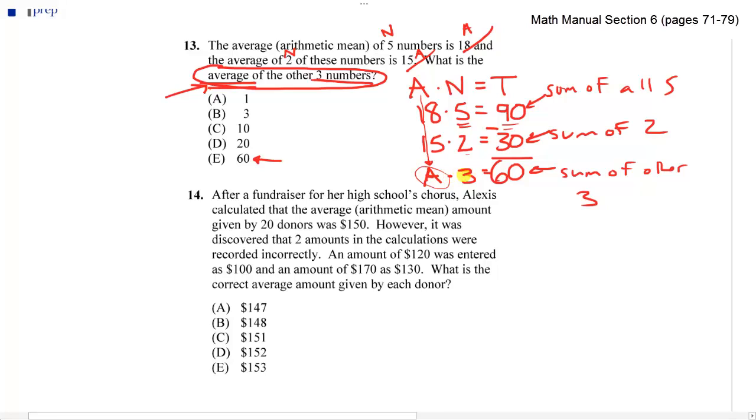I have 3 numbers that make up this sum or this total of 60. So what I'm left with is basically this. 3A equals 60. I divide by 3, divide by 3. I get that A equals 20. That is my average of the other 3 numbers. That is what the question is asking. So my answer is D.